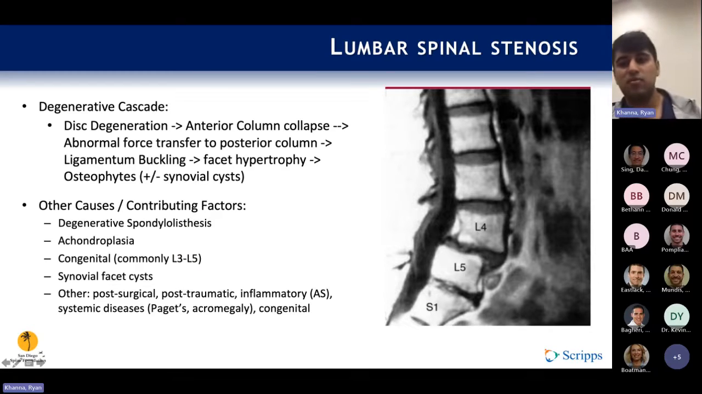Etiology: the most common hypothesis of why this happens is that disc degeneration with age leads to anterior column collapse, which then leads to abnormal force transfer to the posterior column, ligamentum buckling, causing facet hypertrophy, and then osteophytes, and plus or minus synovial cysts, which impinge on the thecal sac or the exiting nerve roots. Other causes which aren't in the scope of this talk are degenerative spondylolisthesis, achondroplasia, congenital lumbar spinal stenosis, and then synovial facet cysts are also a common cause of lumbar spinal stenosis.